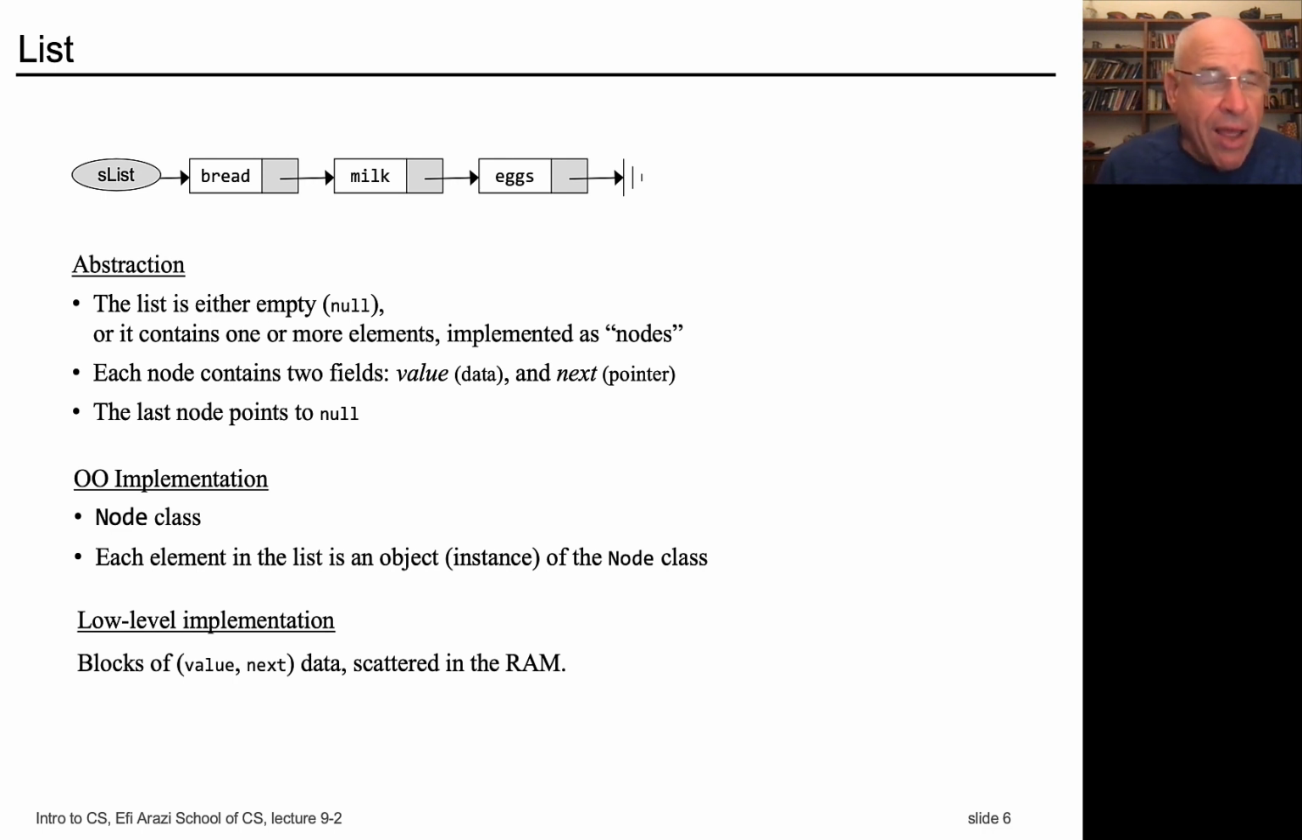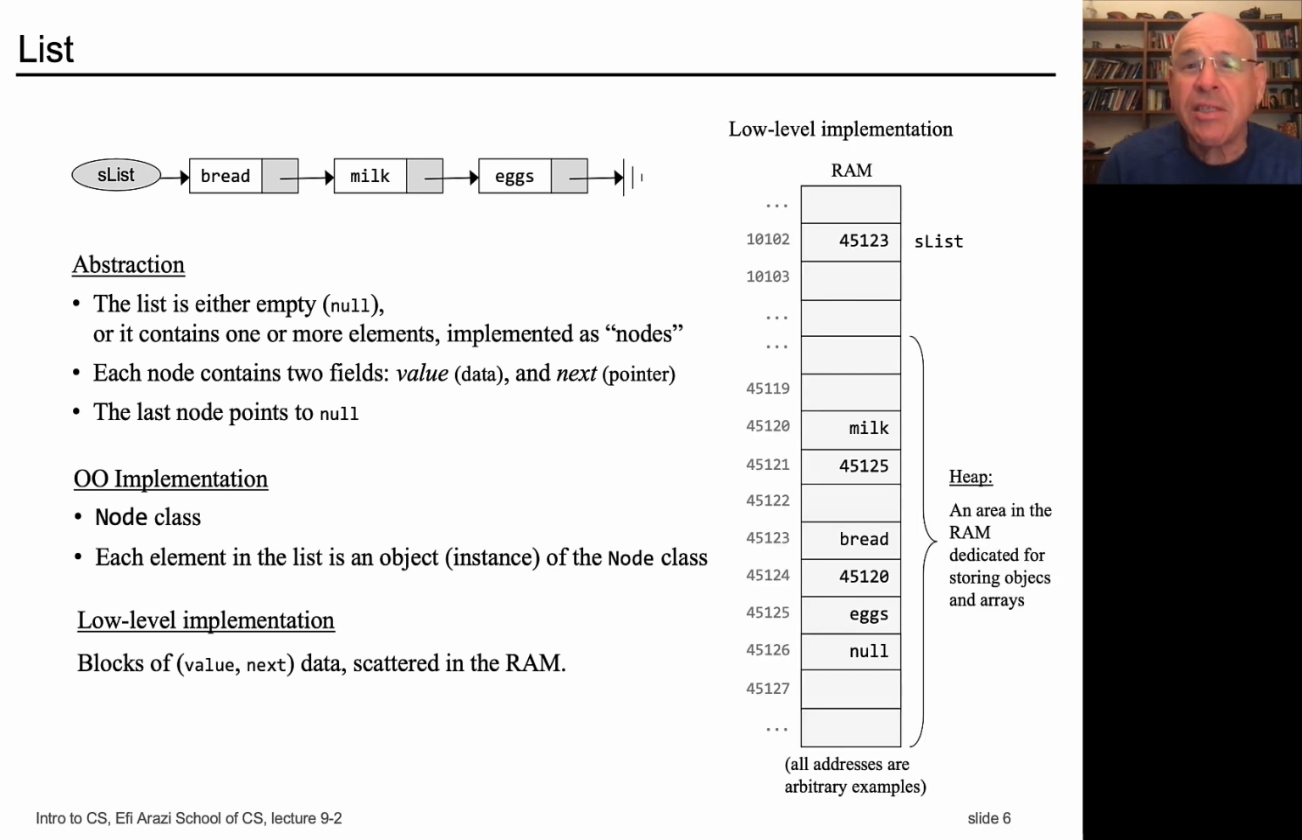Now, the low-level implementation of this list will be a set of memory blocks which will be scattered somewhere in the RAM. Scattered in Hebrew is mefuzar. Okay, so how will it look like? It will look something like this. So this is a low-level implementation of the list that you see at the top of the slide. So let's see what is going on here. By the way, all the addresses here are arbitrary, or in Hebrew, shrirutiyim. They are just for illustration purposes.